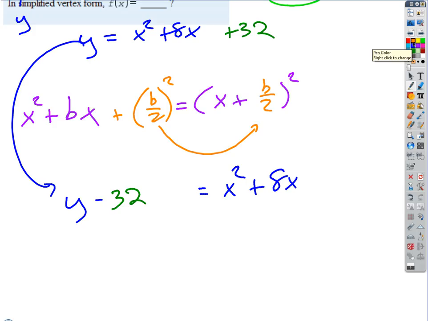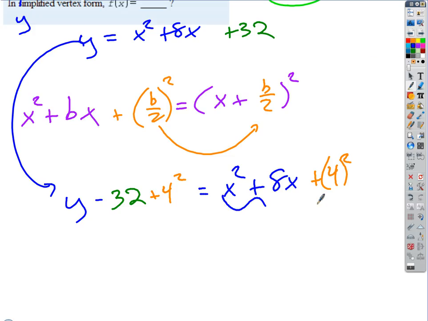And then so what's our b? What's our b? 8. So what number do we add here then? 4, half of b, which is half of 8, which is 4, squared. Okay, and I have to do the same thing to both sides though. So on the other side, I also have to add 4 squared. Right? Now, why did I do that? What does this side become then?